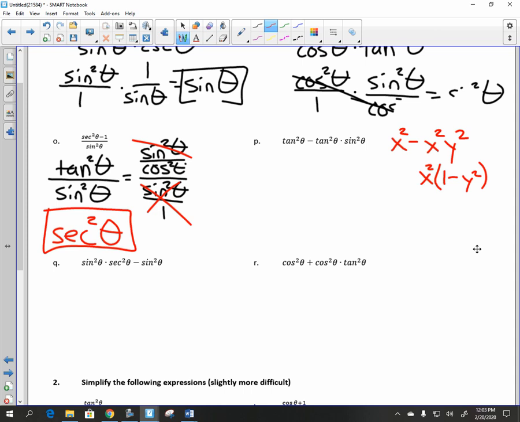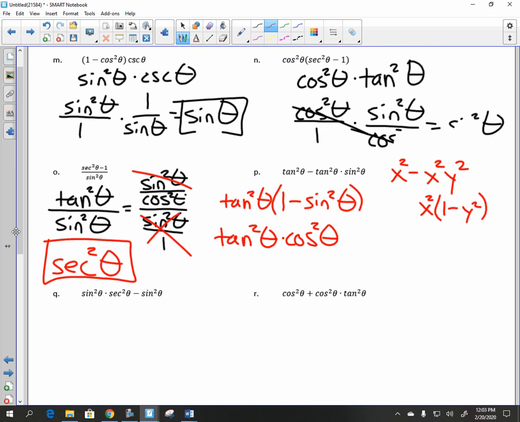What can you factor out of here? Tangent squared. When you factor out the tangent squared, what are you left with? Cool. Wish I knew what 1 minus sine squared was. Yeah, so I get tangent squared times cosine squared. Isn't that the same as what we just had up above us? Isn't that the same thing we just did up above? So I get sine squared out of that, don't I?